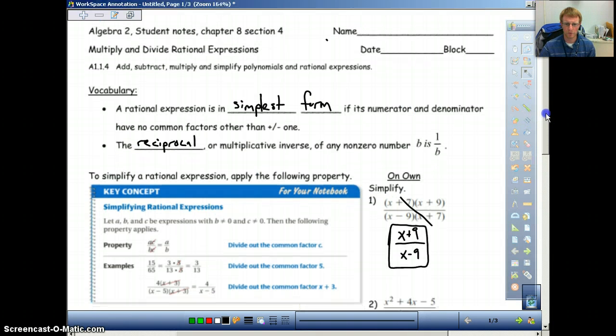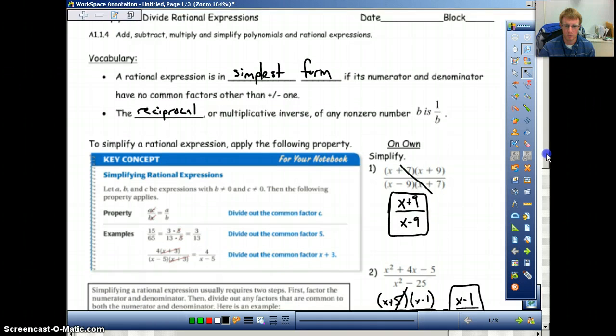All right, so in this first example, you see there's no factoring necessary. You have an x plus 7 on top. You have an x plus 7 on the bottom. Those two will cancel out, and then all you're left with is x plus 9 over x minus 9. If it can't be factored or if the factors are not the same, do not cancel them out.